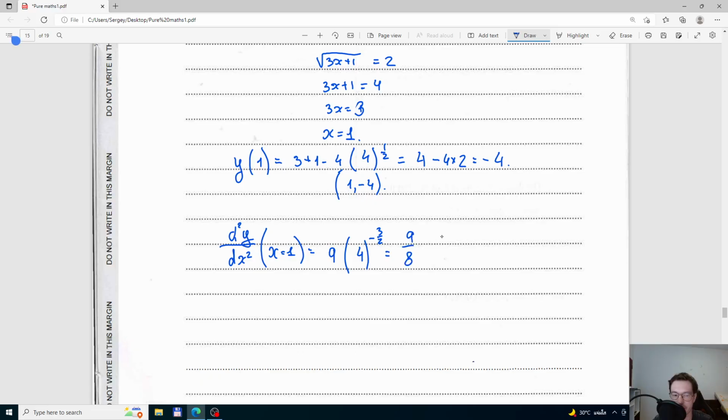Now we know if the second derivative is bigger than 0, that means our stationary point is a minimum. And that's pretty much it. The stationary point is (1, minus 4), and in nature it is a minimum.